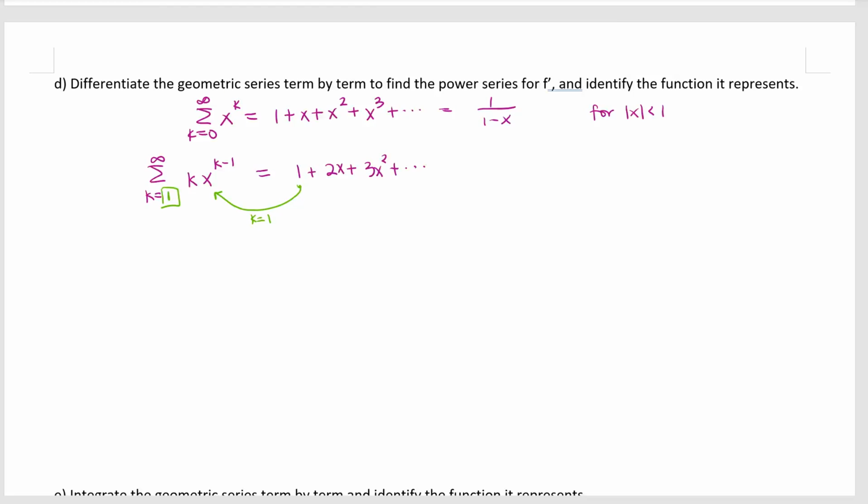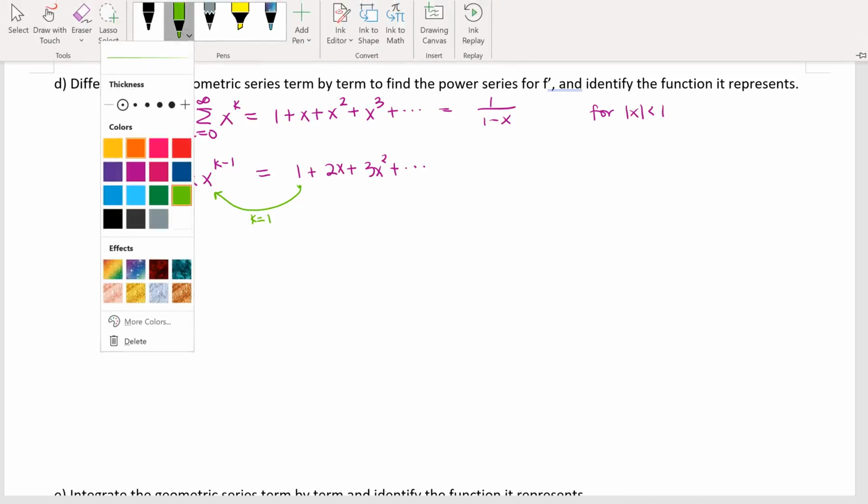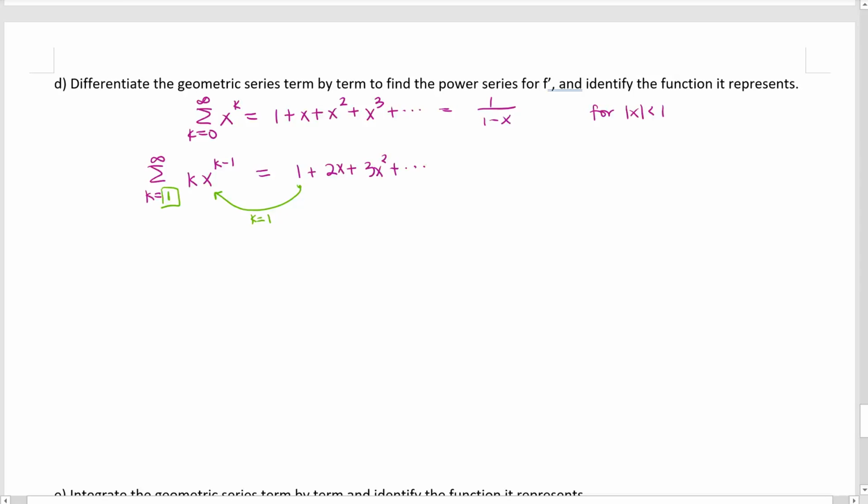What's next? Sometimes students might see, instead of this, an answer like the sum from k equals 0 of (k plus 1) x to the k. They are the same. It's just that this index starts with 1, and that index starts with 0. They represent the same power series. Okay? All right.